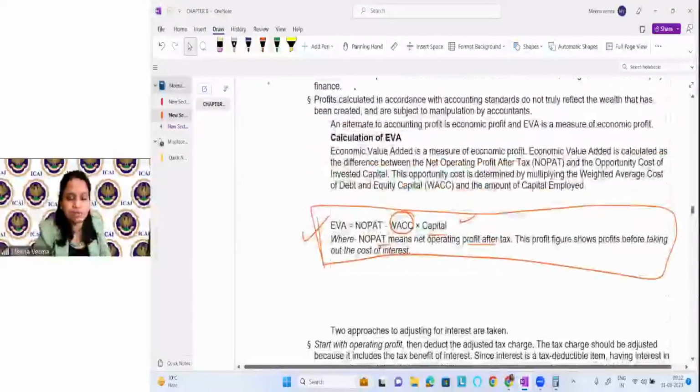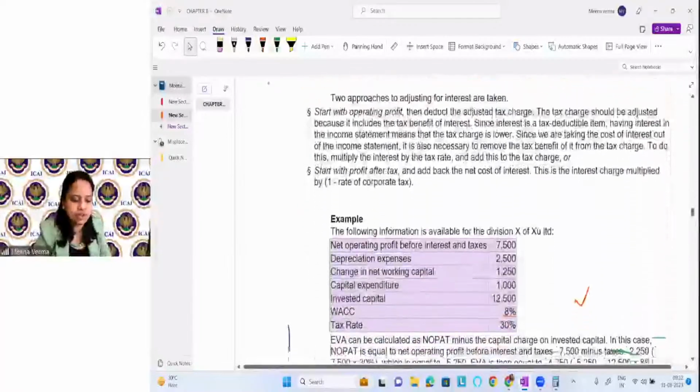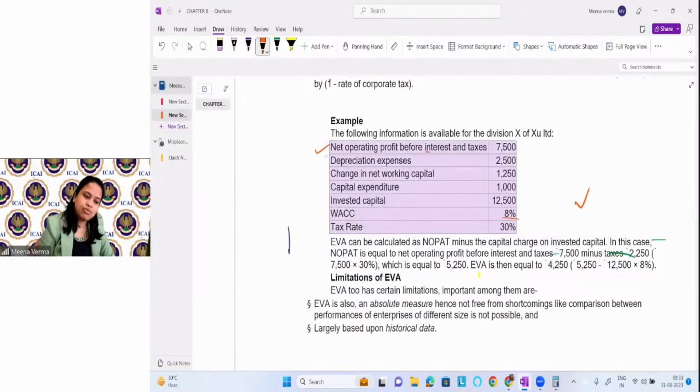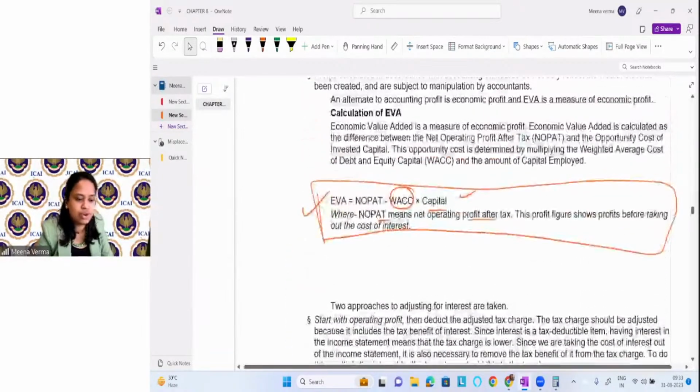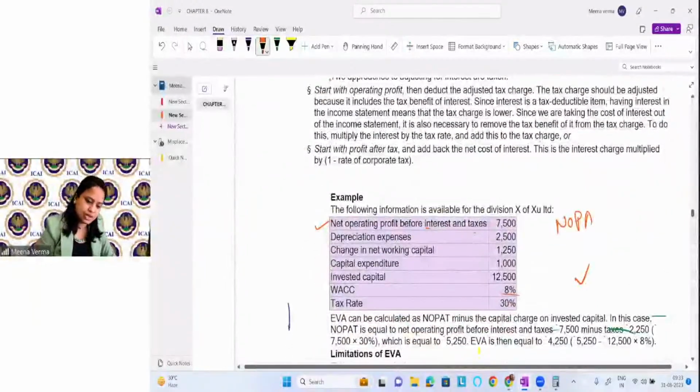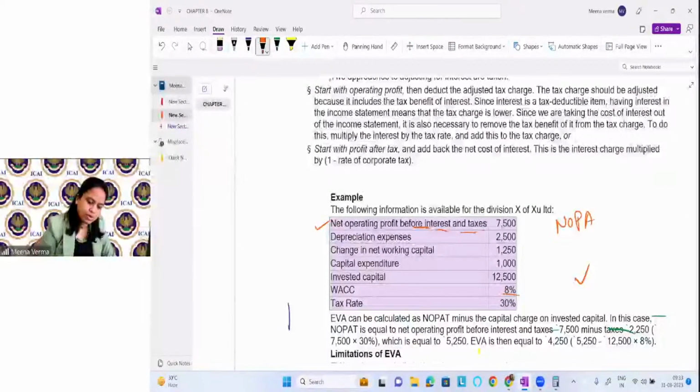So let's see how we can solve a question of EVA. Just in front of you, you have the example. What information do we have here? The net operating profit before interest and tax. What do we want here? Net operating profit after tax. Next, depreciation expenses.